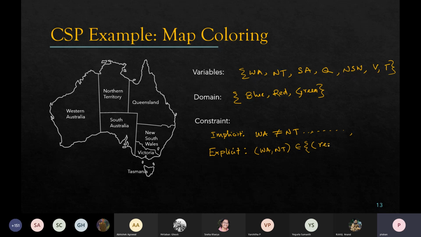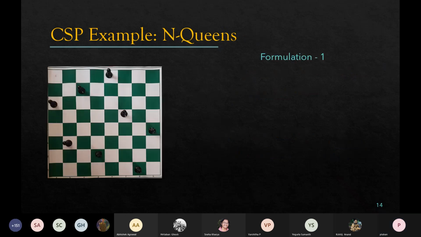So red, blue, red, green, and so on and so forth. Is it fine? So basically all the allowed combinations for adjacent states, right? So this is how we can map this map coloring problem to a CSP problem, right?